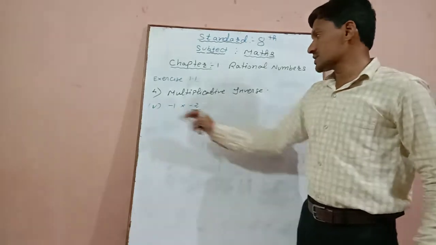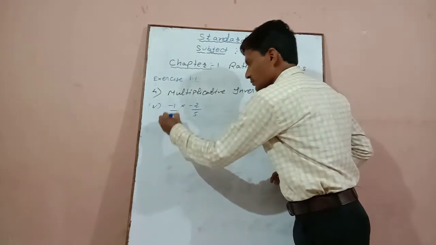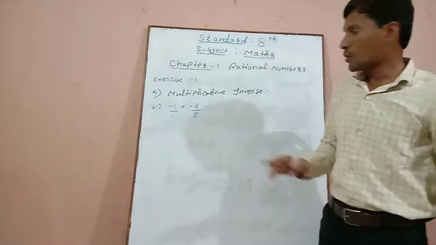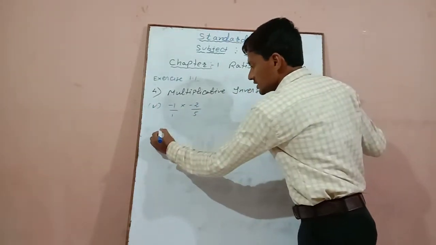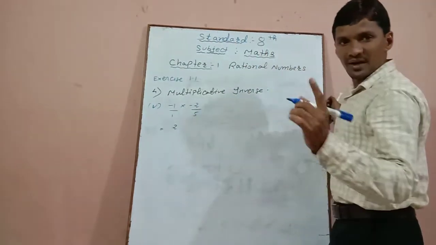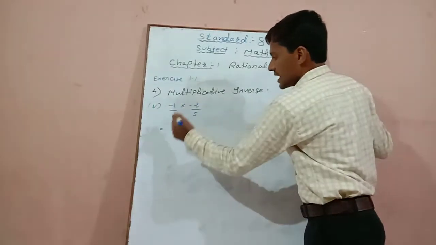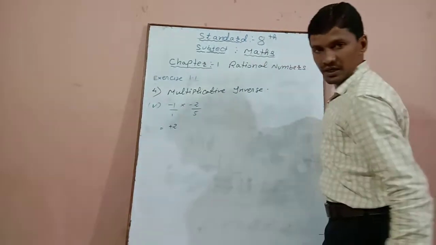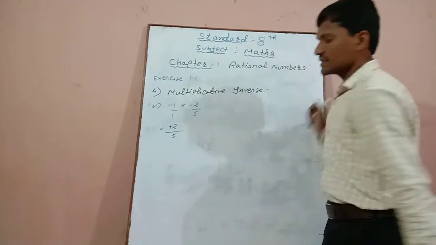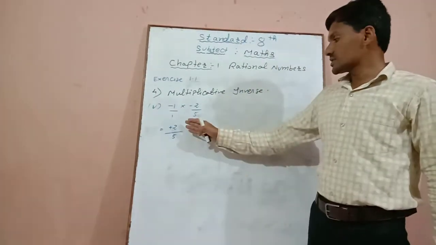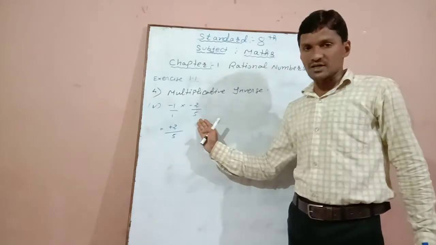Now here there is no denominator, that means we will put one here as the denominator. Now multiply 1 into 2. 1 into 2 is equal to 2. Compare the sign. Minus into plus, and the denominator 1 into 5 is equal to 5. Now this is the solution of these two fractions.